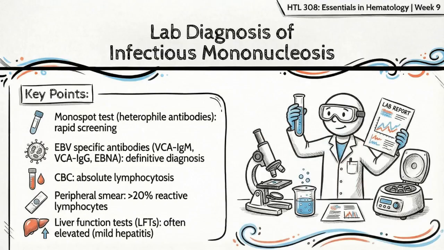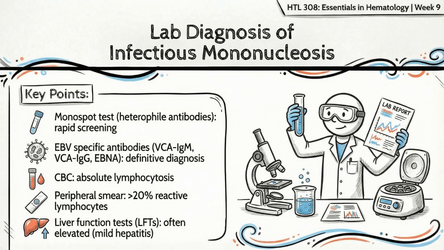So how do you diagnose infectious mononucleosis in the lab? The peripheral blood smear is your first clue. You'll see a heterogeneous population of reactive lymphocytes with that characteristic basophilic skirting and cytoplasmic molding by RBCs. The rapid screening test is the heterophile antibody test, or monospot.